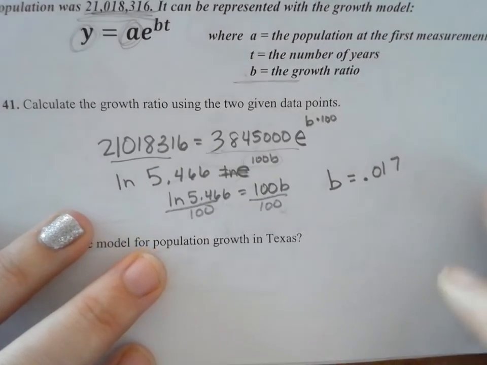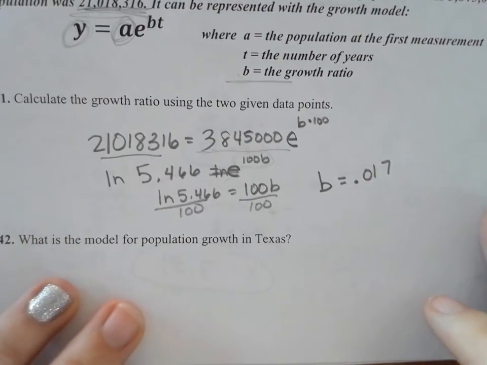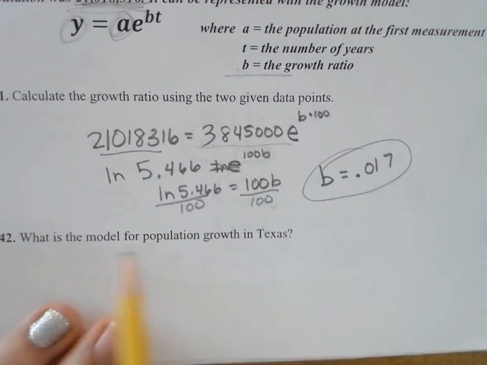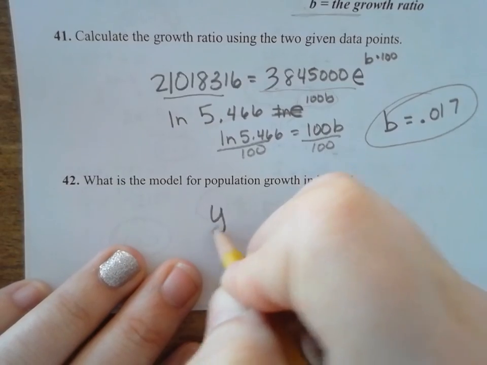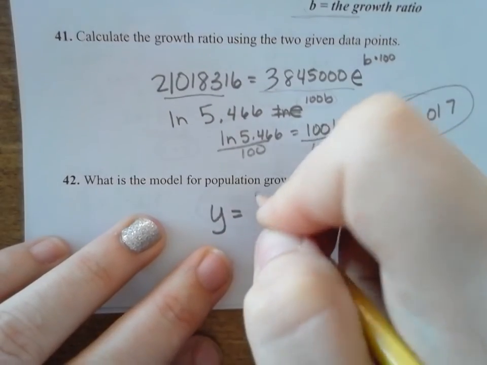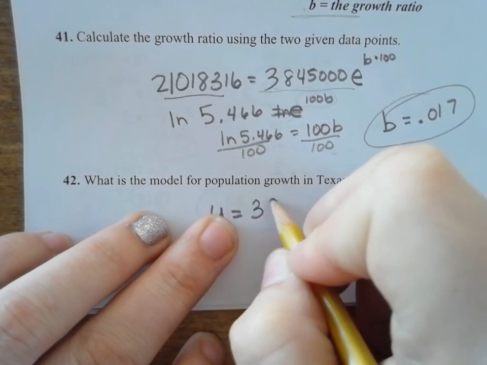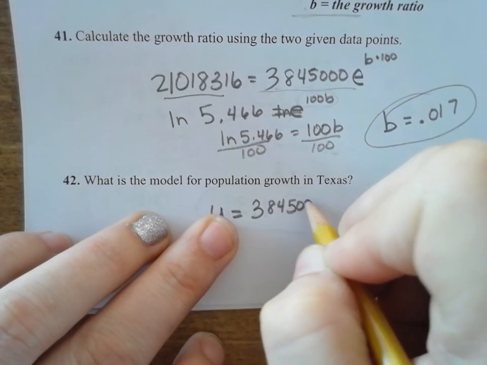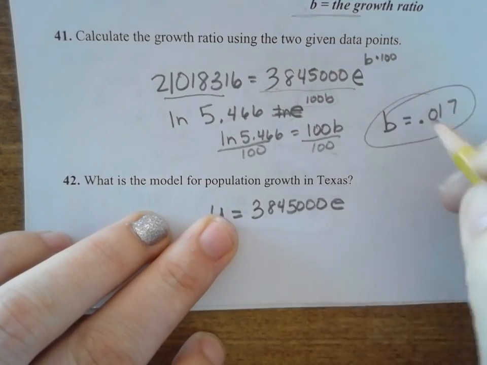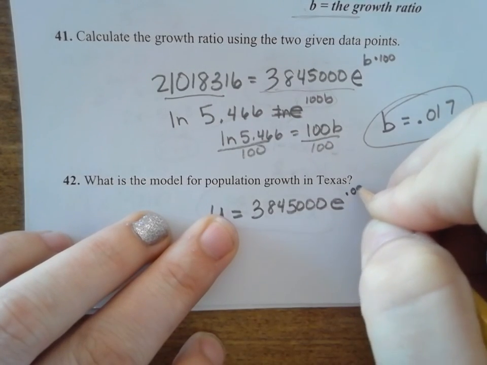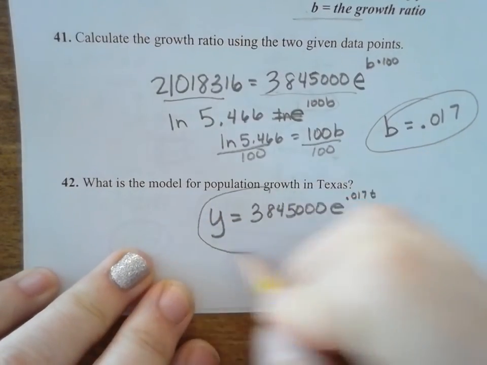0.017. Okay, 0.017. And anytime I'm asking for a model, I just want the nice equation that we could write. So back to the initial 3,845,000, e to, now I know my growth rate, 0.017t. All right, that's it.